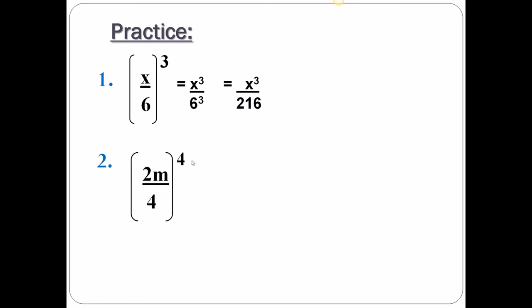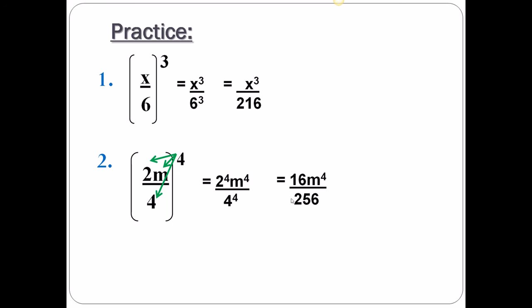Do it again. Whoa, I know I switched up my fractions here. 2m over 4, to the 4th power. We're going to give 2 the 4th power. We're going to give m the 4th power. We're going to give 4 the 4th power. Everybody's getting a 4th power. 2 to the 4th, m to the 4th, 4 to the 4th. All right, these look less than 1,000 to me, so start figuring them out. So we have 16 m to the 4th over 256.